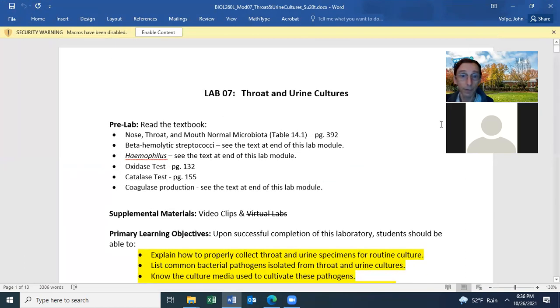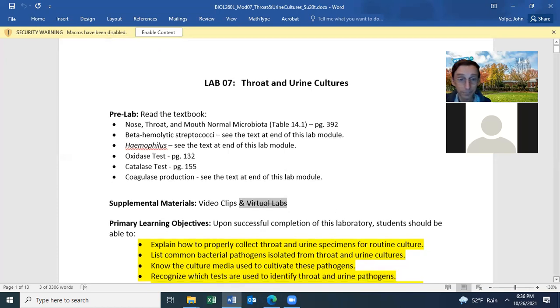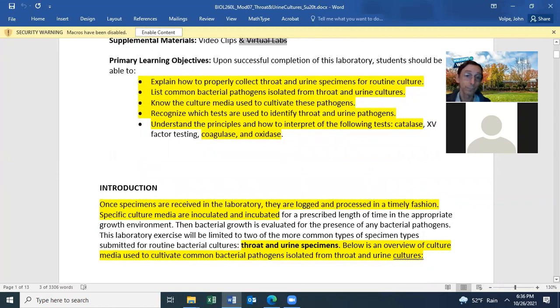So Lab 7, throat and urine cultures. There is some reading you should do before you do this lab, so please take a look at the reading. There's some video clips in today's labs, but we have not found any good virtual labs. There used to be a virtual lab, but it used Flash. And if you don't know, Flash is no longer working and we haven't found a substitute. So we don't have a virtual lab. Probably between terms, I should go look for virtual labs because I'm going to be teaching online next term also.